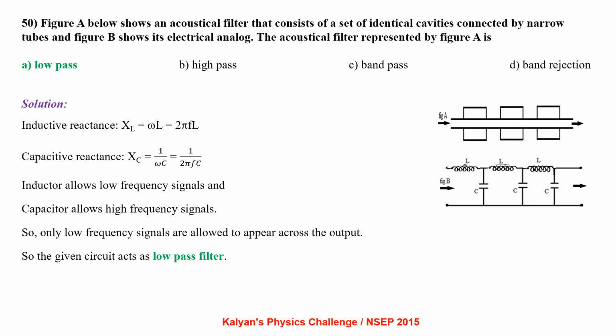Figure A below shows an acoustical filter that consists of a set of identical cavities connected by narrow tubes, and figure B shows the electrical analog. The acoustical filter represented by figure A: inductive reactance XL equal to omega L, that is 2 pi FL. Capacitive reactance XC equal to 1 by omega C, that is 1 by 2 pi FC. Inductor allows low frequency signals and capacitor allows high frequency signals. So only low frequency signals are allowed to appear across the output. So the given circuit acts as a low pass filter.